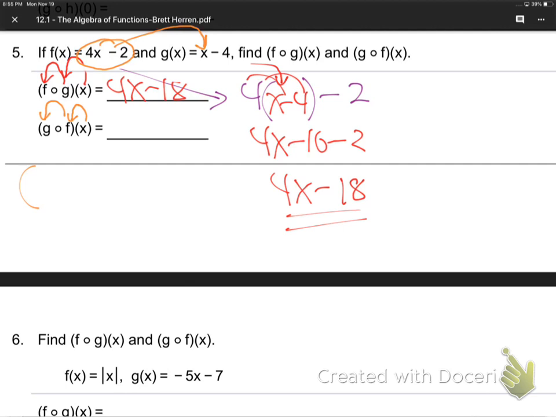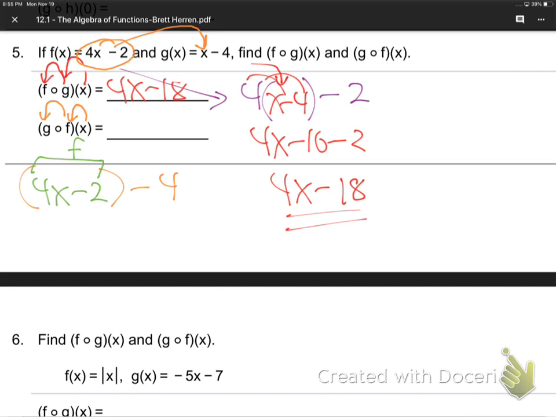So G is whatever you plug in minus 4. We're putting in all of F. 4x minus 2 minus 4. Right? Because this is f here, isn't it? I put in all of f into g. And then just work it out from there. Is that making sense what I'm doing? Y'all seeing how I'm doing that?